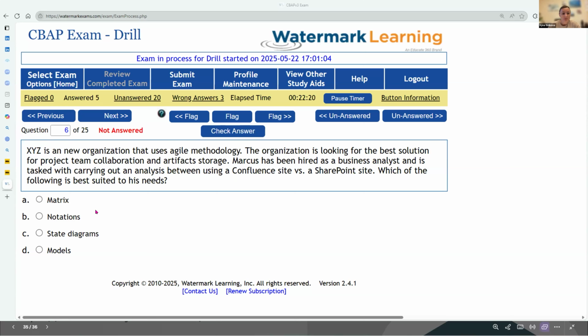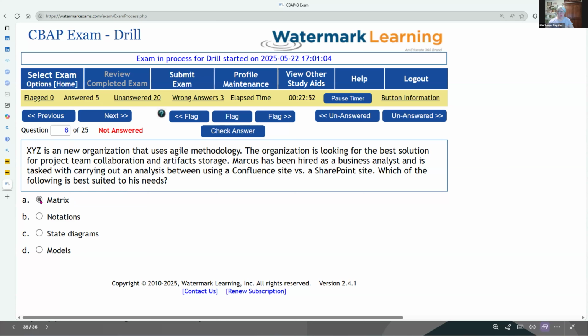Okay. So whenever he's doing a comparison between two things and he's got different elements to be compared, would he use a matrix? Would he use notations? Would he use a state diagram? Or would he use a model? Matrix. Yeah, I agree. Why do you like matrix, Irina? So in a matrix, we compare two or more entities. Yeah, it's a visual tool which allows us to see the benefits.